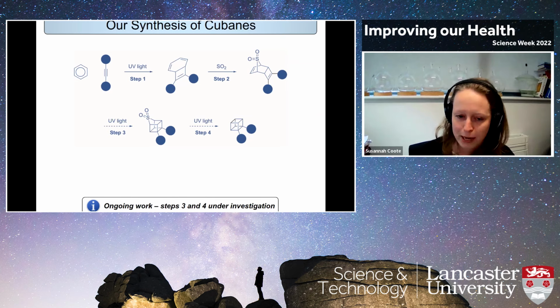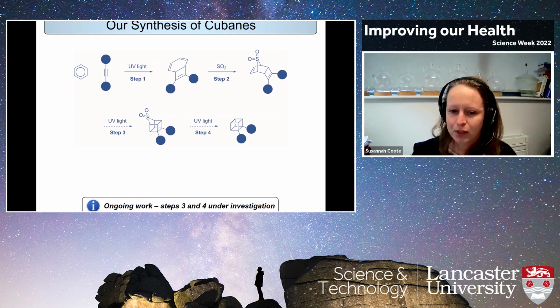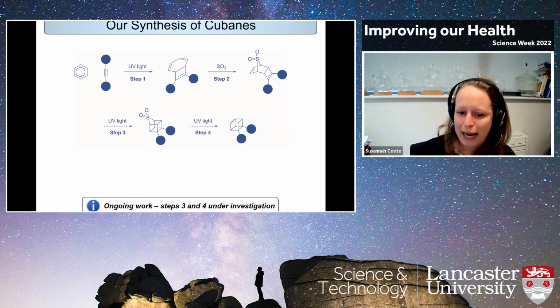So if you want to make cubanes at the moment, you'll be looking at 10 to 15 steps to get to those cubane products. Now you'll note that I have dotted arrows for steps 3 and 4. So this is an ongoing project. We've got through steps 1 and 2, we've optimized those, but it does take quite a lot of work to optimize this sort of chemistry. And so we're still working on step 3 and step 4, but I am confident that we're going to get there soon. So this is, as I say, an ongoing project, but a really promising way to make molecules in a sustainable way, and molecules that we can't make using more traditional organic chemistry.